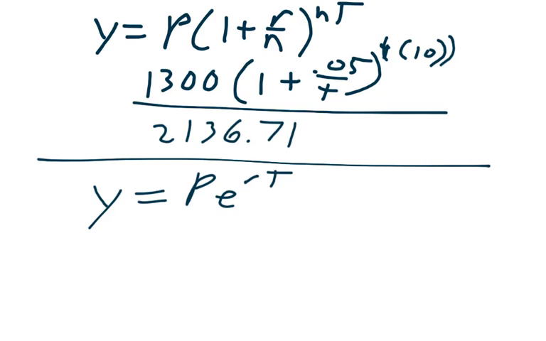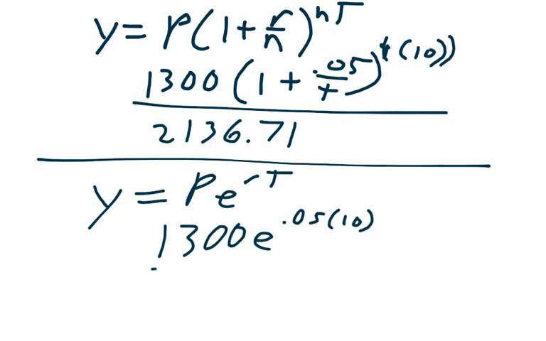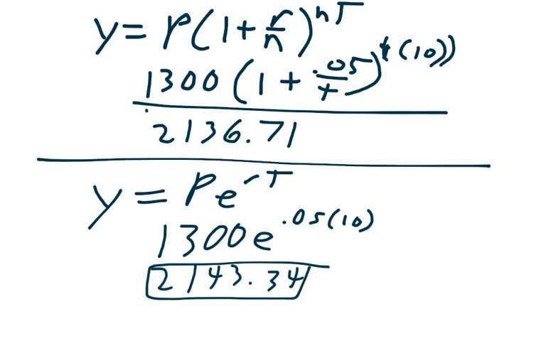Now it asks once again if we do this compounded continuously, which means we have y equals pe to the RT. So we have our 1300 e to the 0.05 times 10. E is second ln, 0.05 times 10. Turns out to be $2,143.34. And remember, for these problems, when you compound continuously, that should always be the higher number.